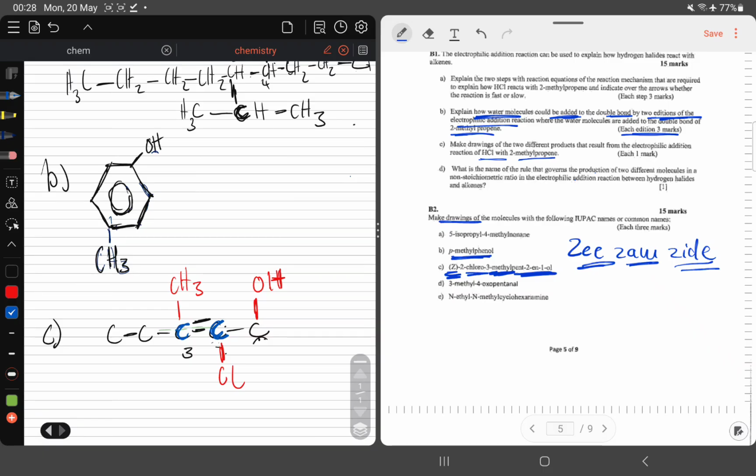So let's analyze them. We see this carbon on position number 3. What is it bonded to on top? It is bonded to a CH3. Then the other thing it is bonded to is this, which becomes a CH2, and this is a CH3.